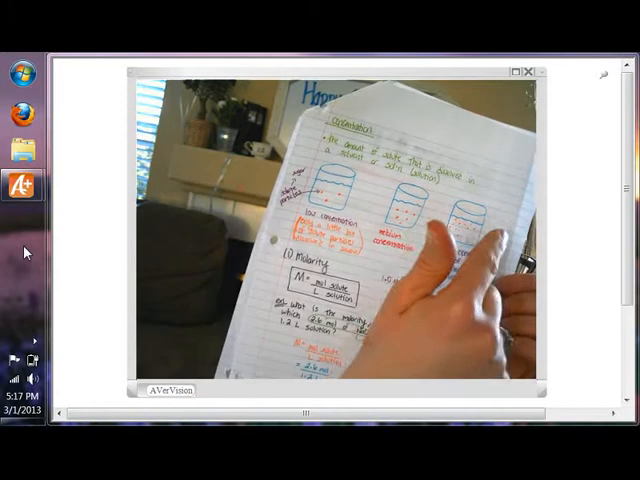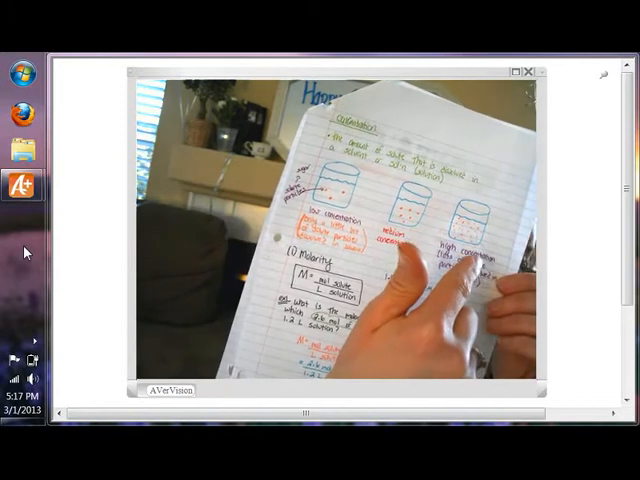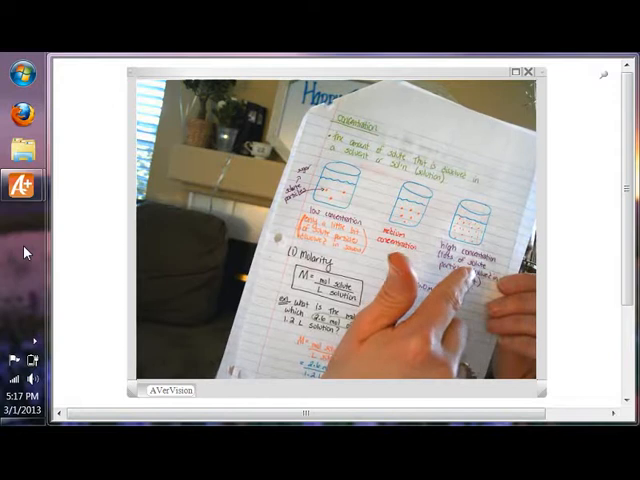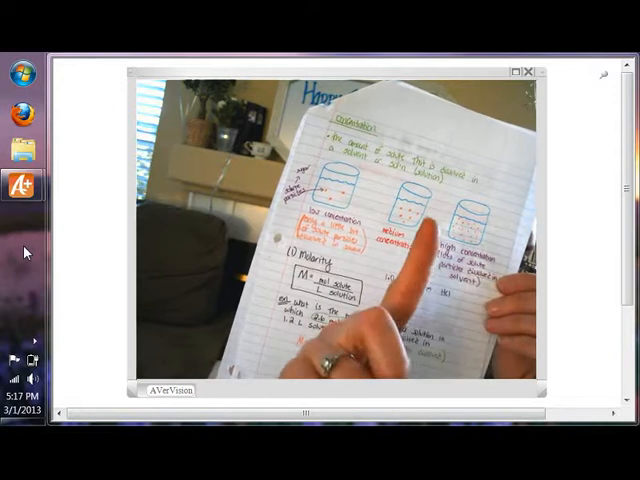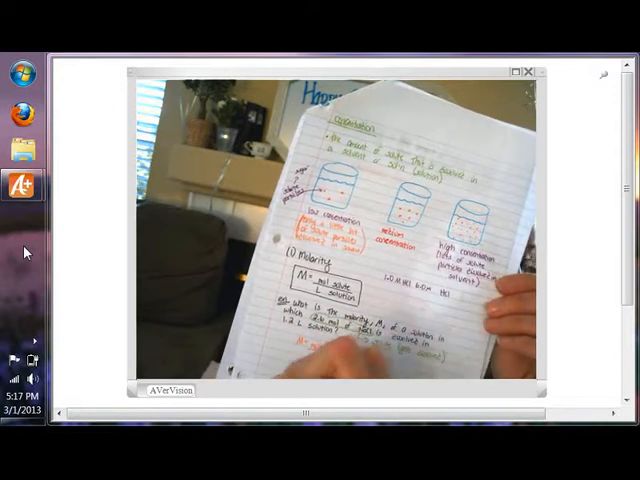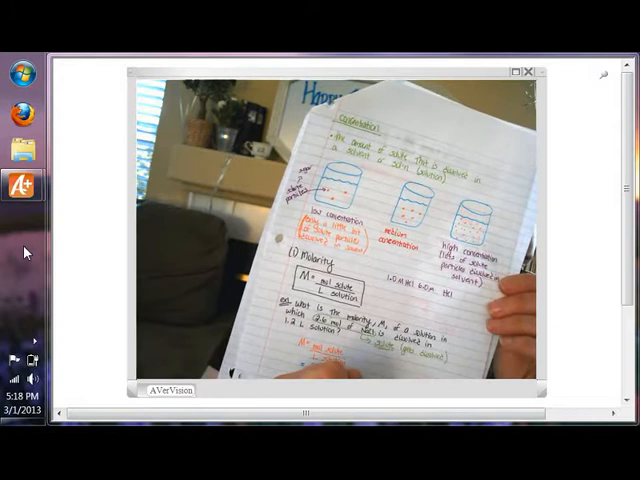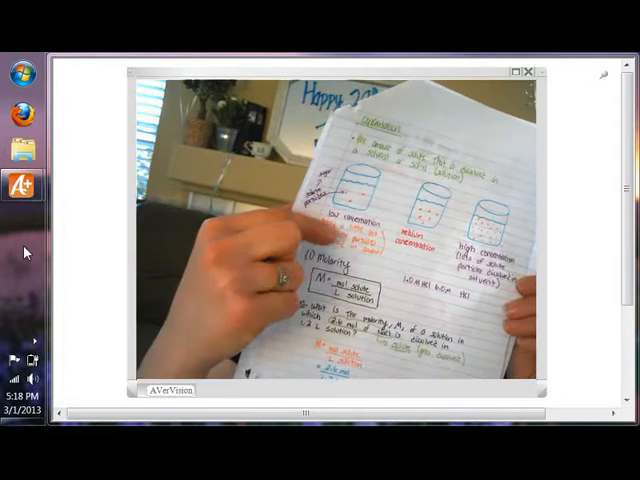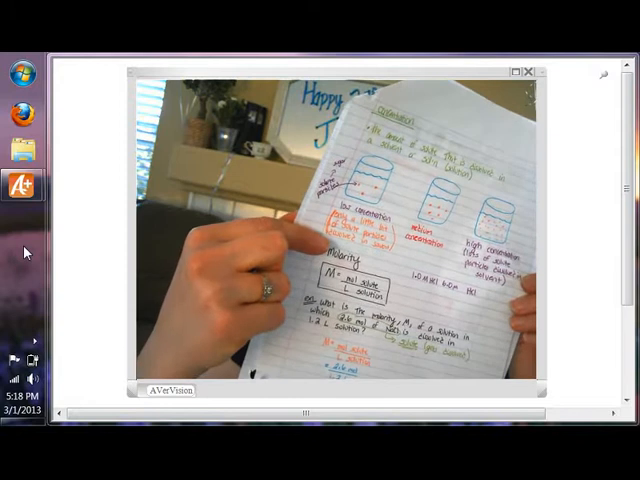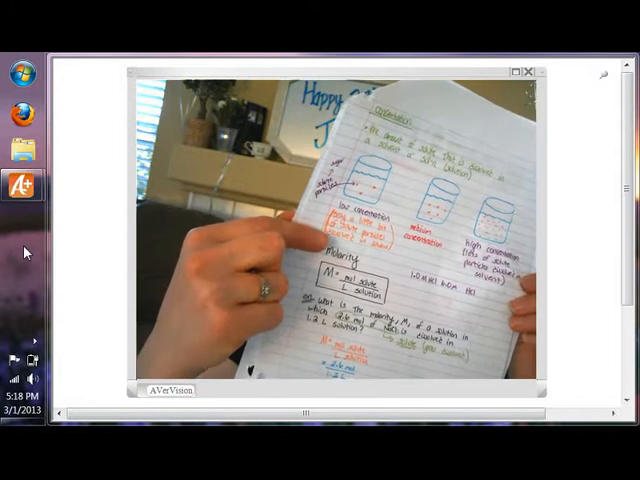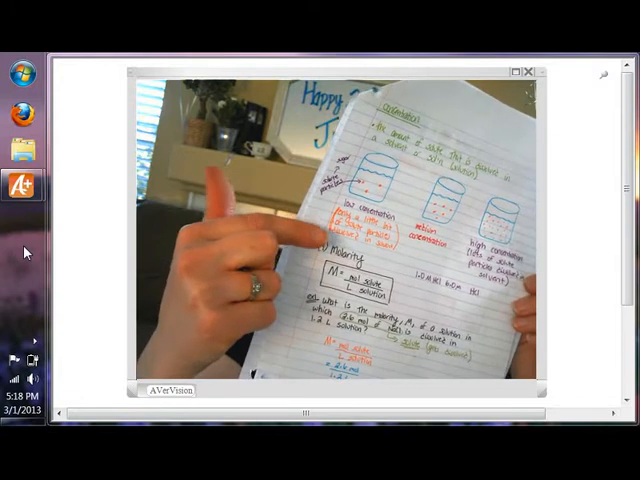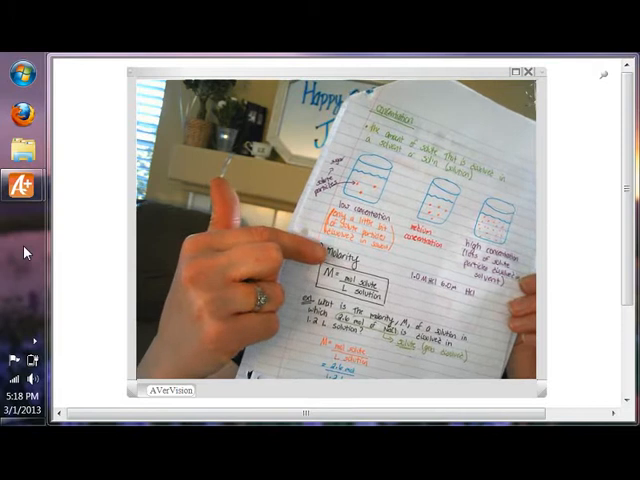Now there is one main way to measure concentration, and the main way that chemists use is molarity. So we are going to take notes on molarity right now, which is just basically a number value for the concentration of something. How many particles are dissolved in a solution.